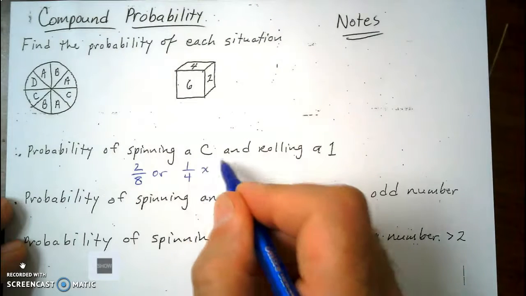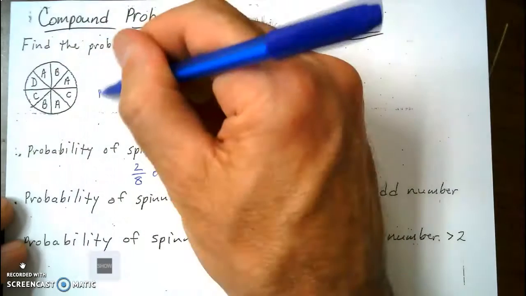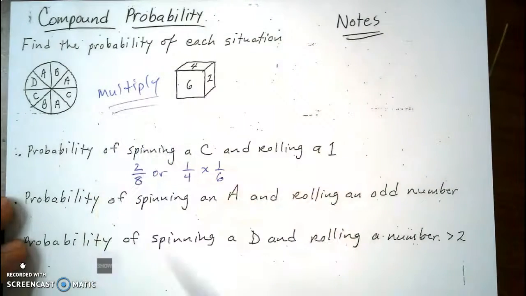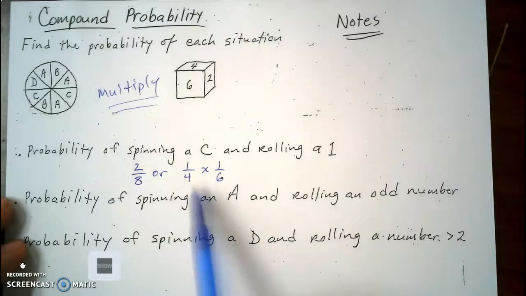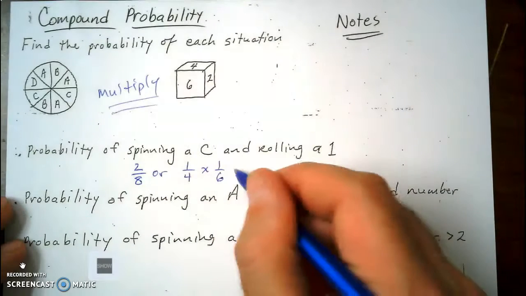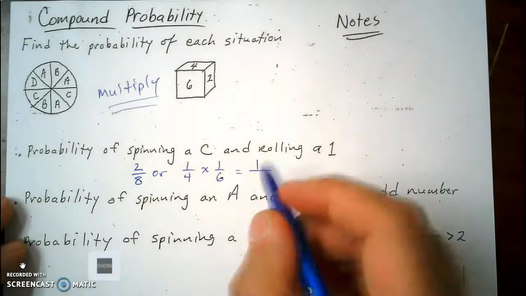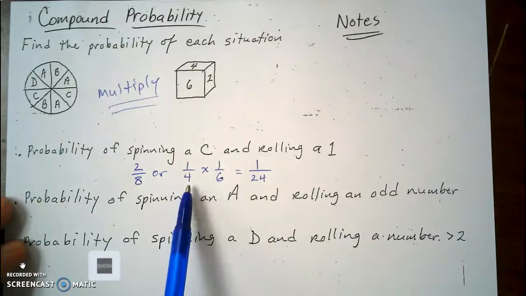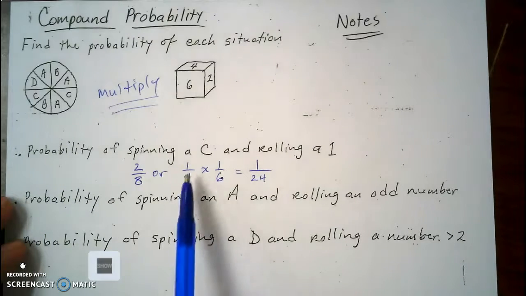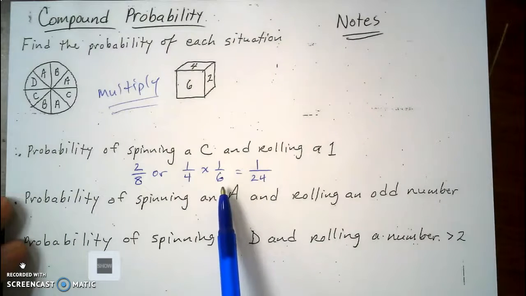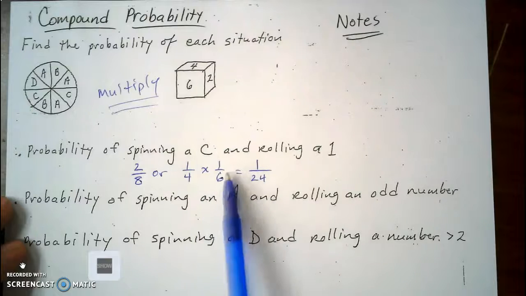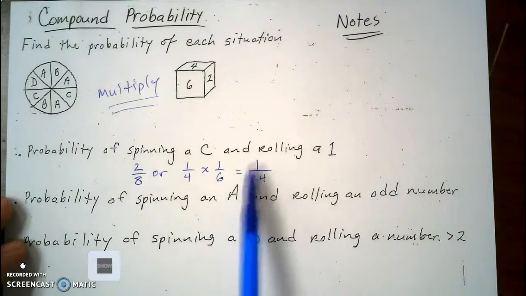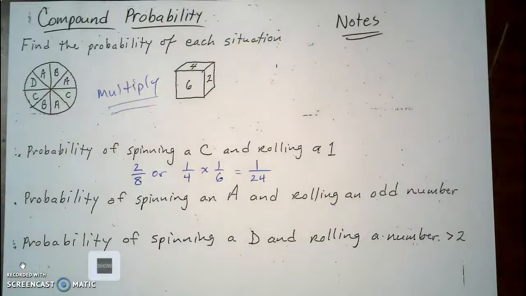So what I do is I just multiply my 2 probabilities. In fact, I'll write that up here. So we will multiply whenever we're looking for a compound probability. So 1/4 times 1/6, well, you just multiply numerators, 1 times 1, multiply denominators, 24. Now think of that. It's 1 out of 4 chance of spinning a C. That's actually 25% chance. 1 out of 6 chance of rolling a 1. But together, doing one and the other, 1 out of 24 chance. So the probability really drops there.